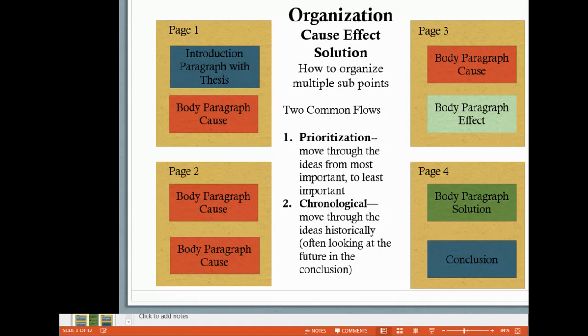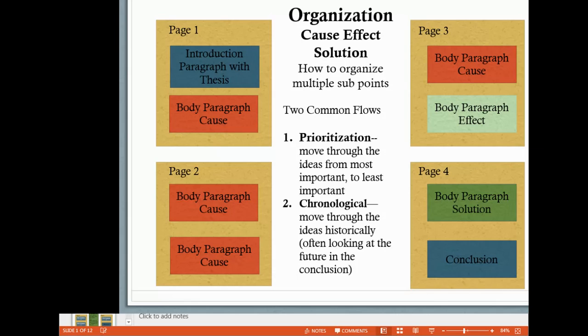One common question I get is, well, how do I decide what order to put those 4 red cause body paragraphs in? So, 2 common ways to create a logical flow between those sections is to think about prioritization. Typically, in argumentation, you move from the most important idea to the least important because you want to lead with that heavy hitting idea. So, you would prioritize the body paragraph on page 1, your most important concept, then move down through until you get to the least important concept, as shown here in the block at the top of page 3.